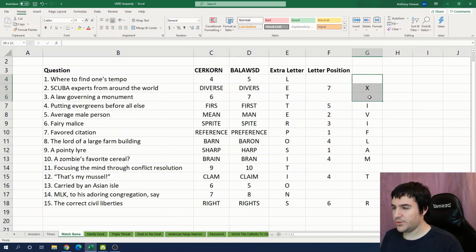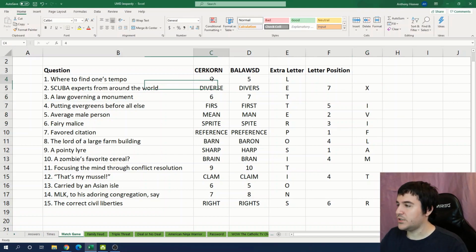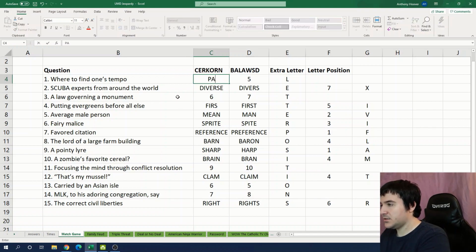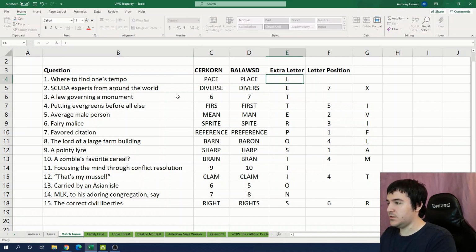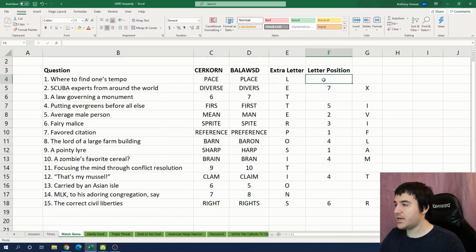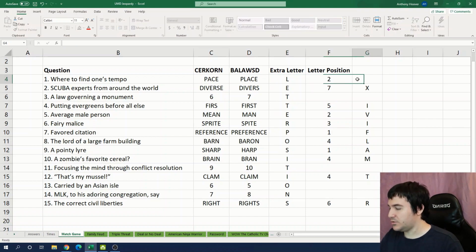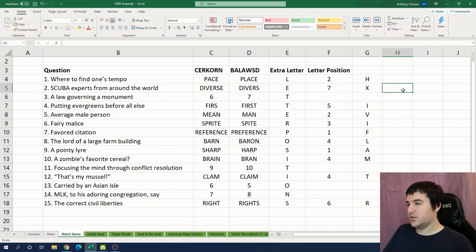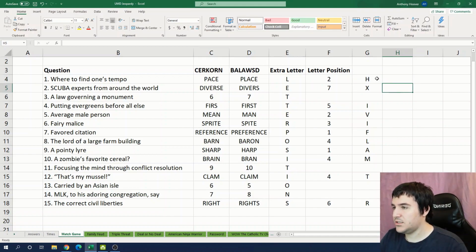This could be Roman numerals at the start. I see. For this first one, it's pace place. The place that you find the tempo, which is the pace. And that adds the L in the 2nd position, which gives us an H. Okay, so suddenly this indexing method is not looking particularly promising. Letter positions. So what else am I going to do with that?